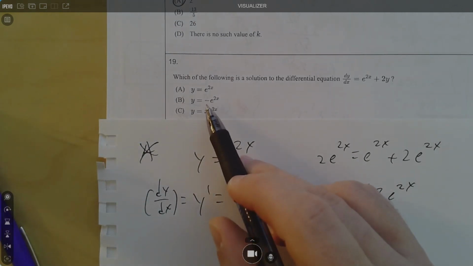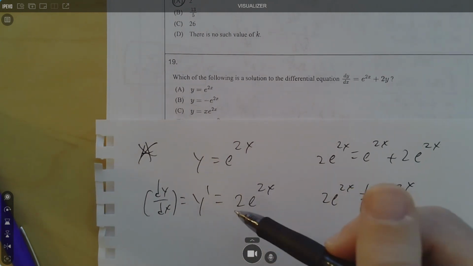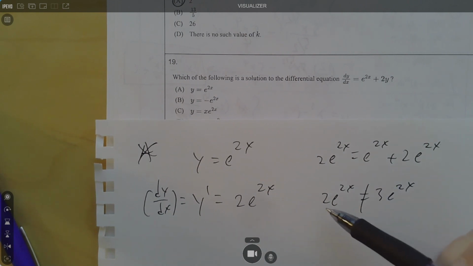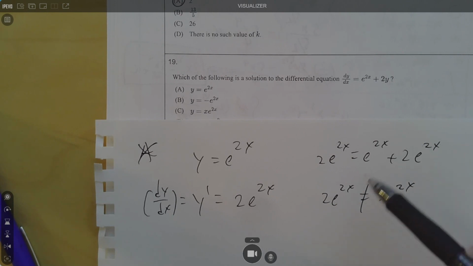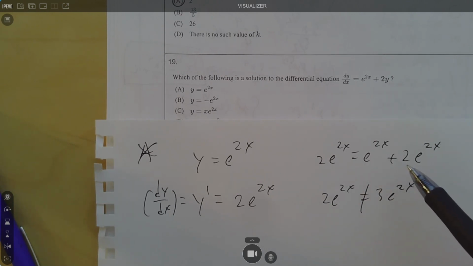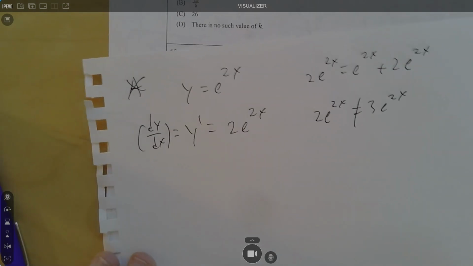Sorry, I'm just thinking about B for a second here. So I made that negative. Then the derivative would just be negative that, which means you plug it in, you're going to get negative 2e equals e minus 2, which is not true. So yeah, B does not work. C, x e to the 2x.